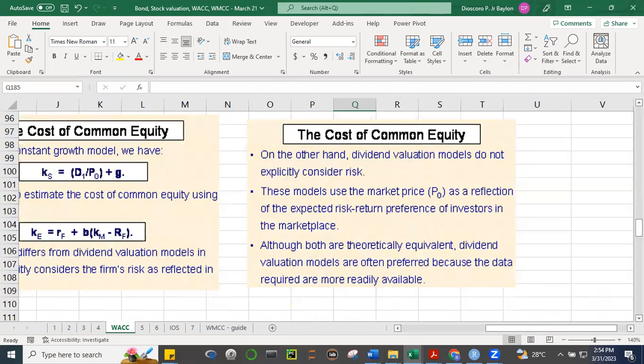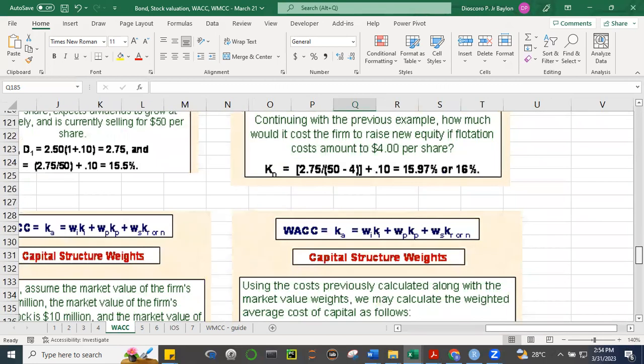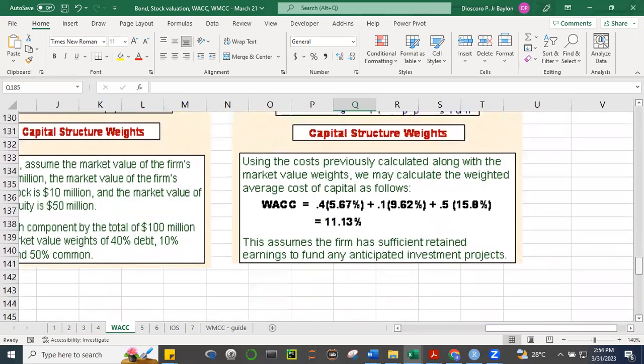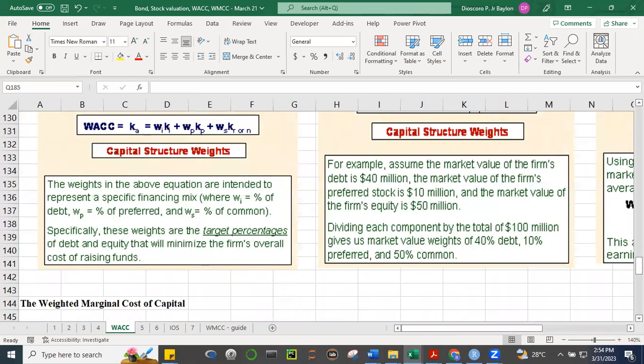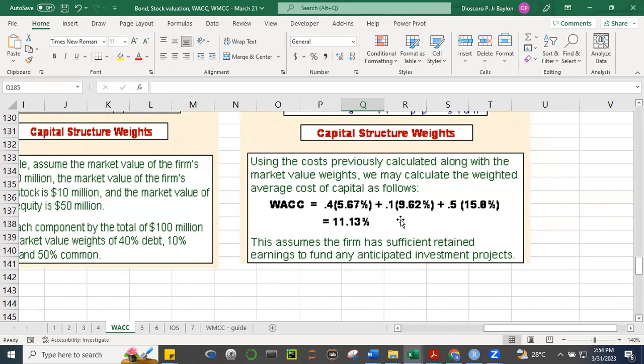When you have the cost of debt, cost of equity, and cost of preferred stock, we can now compute the weighted average cost of capital. The weight is very easy to compute. You just get the market value of the debt, the market value of your preferred stock, and the market value of common stock, and then get the individual weights of each. Those weights will be multiplied to their individual costs. Assuming the weight of the debt in the capital structure is 40%, you multiply the weight of the debt by the after-tax cost of debt.